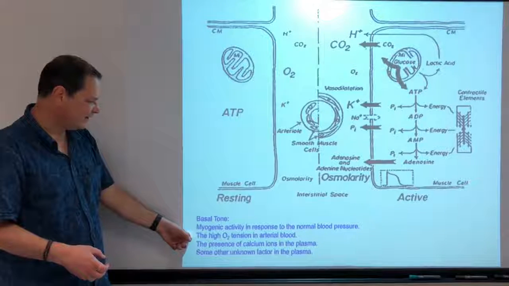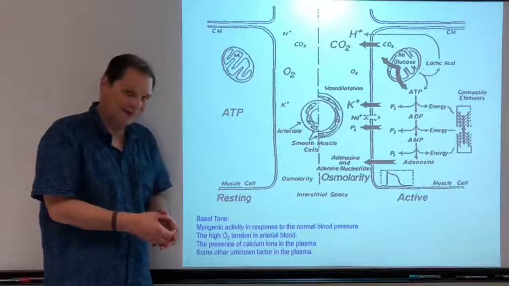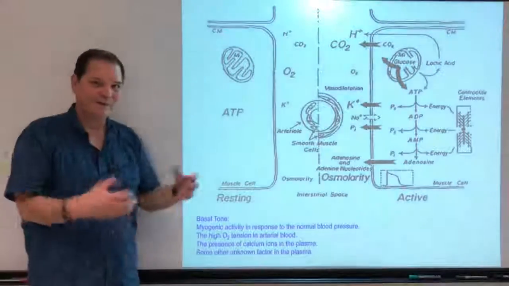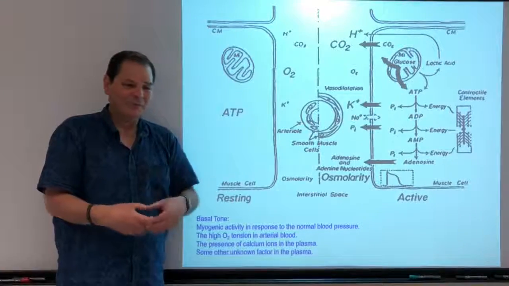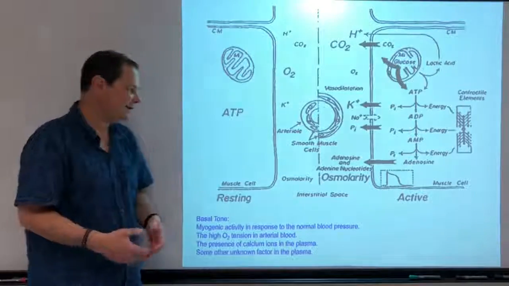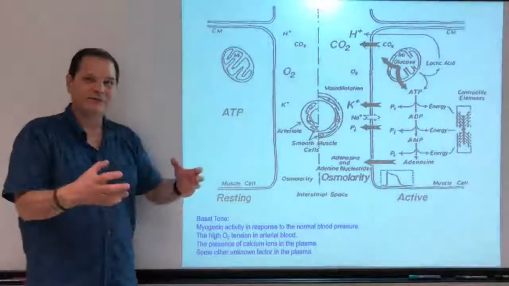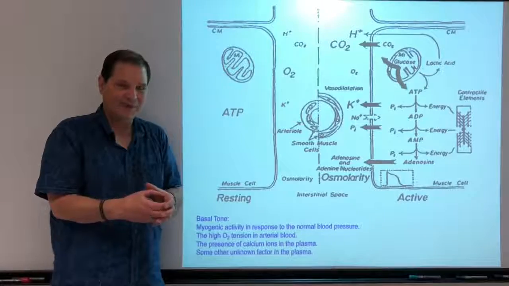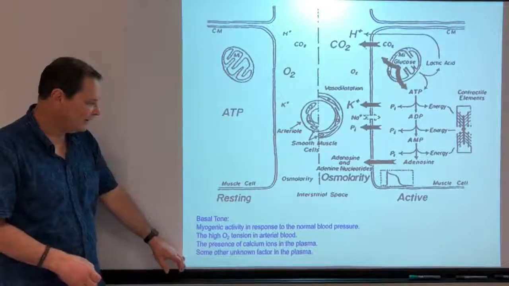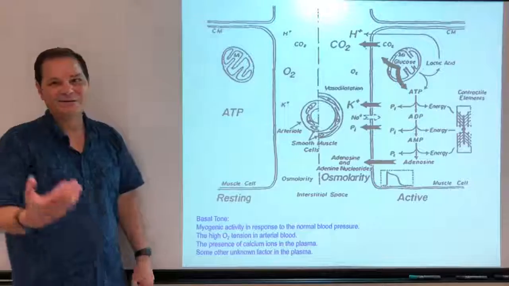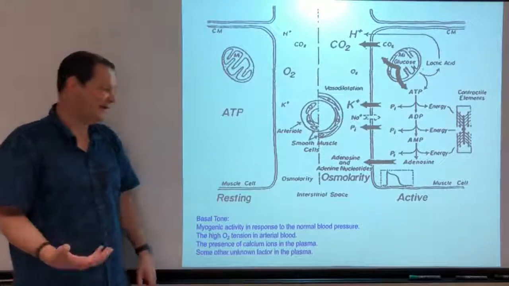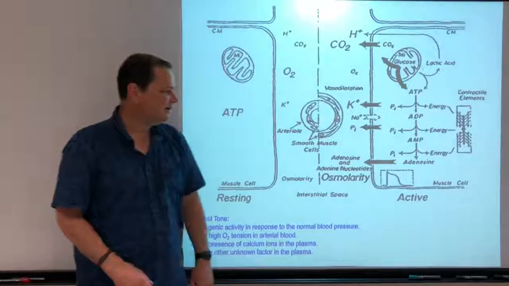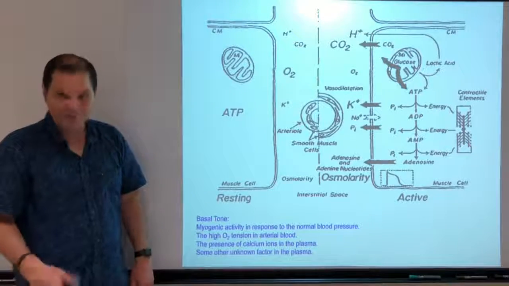The high oxygen tension in the arterial blood might help maintain a certain degree of constriction. The presence of calcium ions in the plasma getting across that membrane through normal channel activity and through leak might contribute to it. Calcium causes contraction in smooth muscle, just like cardiac muscle, and so that might help maintain some tension in that muscle. And other unknown factors in the plasma. Again, you'd be surprised, basal tone, we've known about that for a long time. You'd be surprised at what's not known about it, okay? Sort of a basic thing.